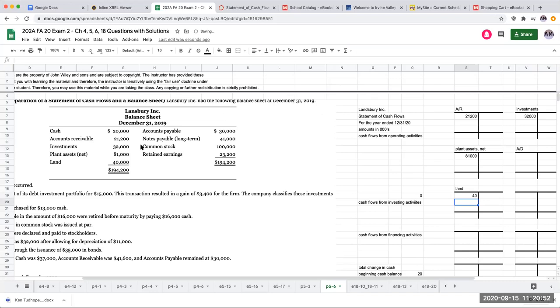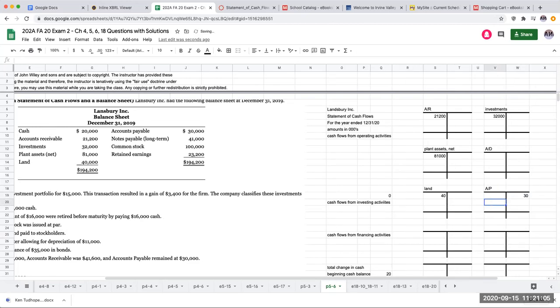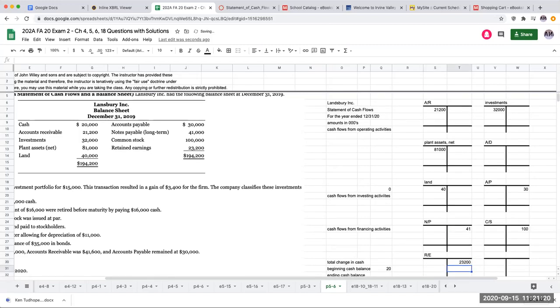So land is 40,000. So this 81,000 is obviously the amount of the plant assets, and this includes the deduction for accumulated depreciation. So I'll have to figure out how to back that out. So accounts payable, beginning of 30. And then over here, notes payable long term is 41. Common stock, 100. And then retained earnings is 23,200.